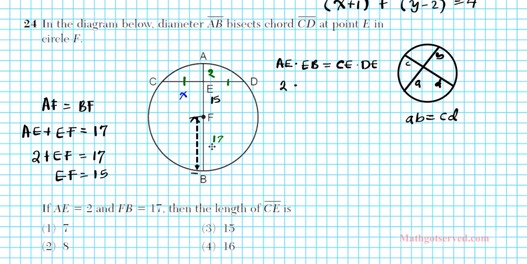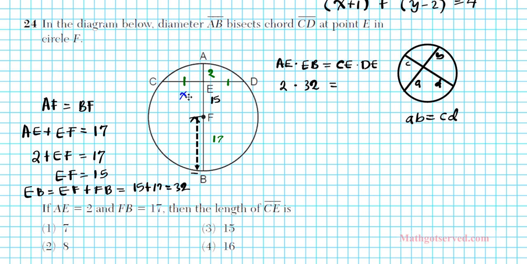So we have EF and FB. The entire EB is 15 plus 17, which is 32. Let me just write it here. EB is equal to EF plus FB, which is equal to 15 plus 17, which is 32.